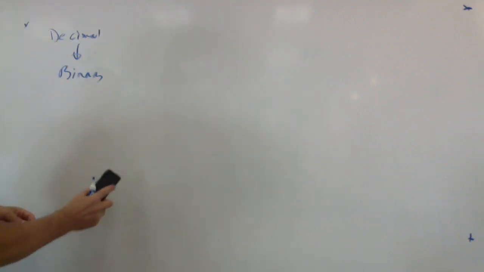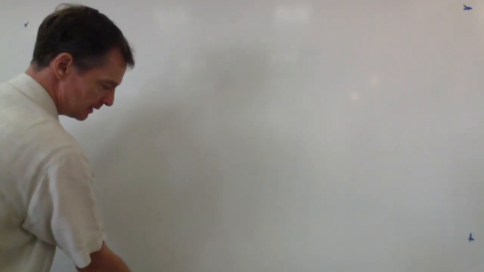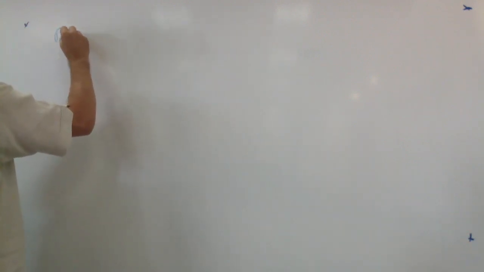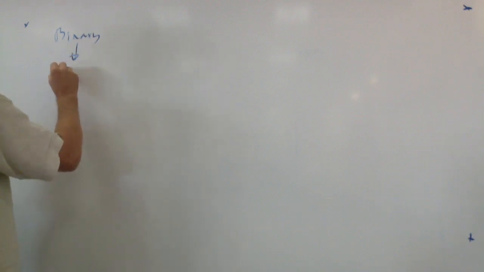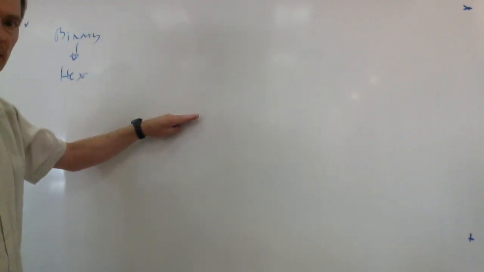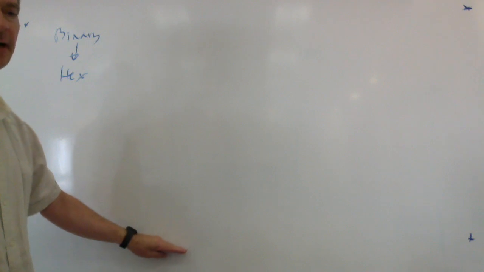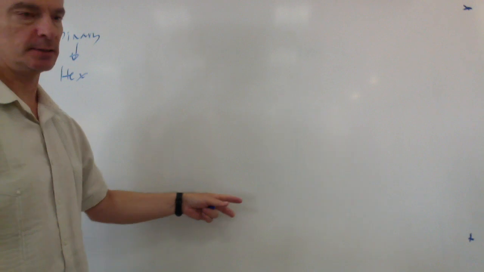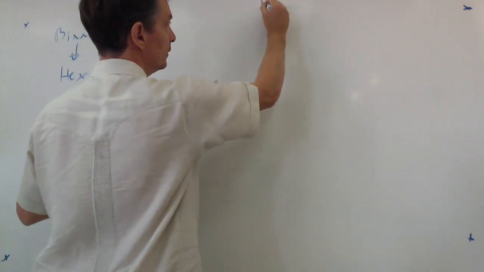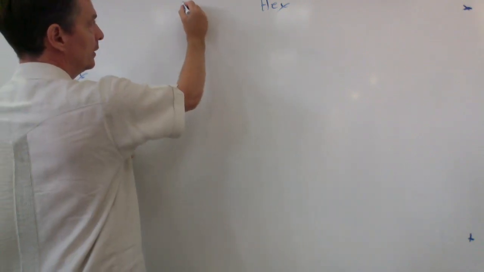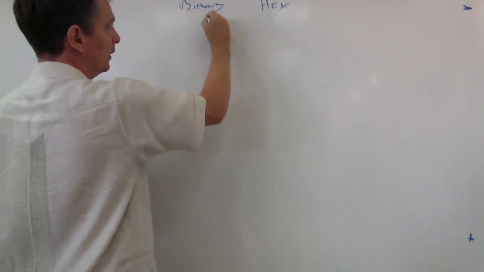Next, we'll do hex to binary, or binary to hex. You do the same thing for both of these. What you do is write down all of the equivalent binary 4 bits for the single-digit hex. So hex will be over here, and the binary equivalent is here.